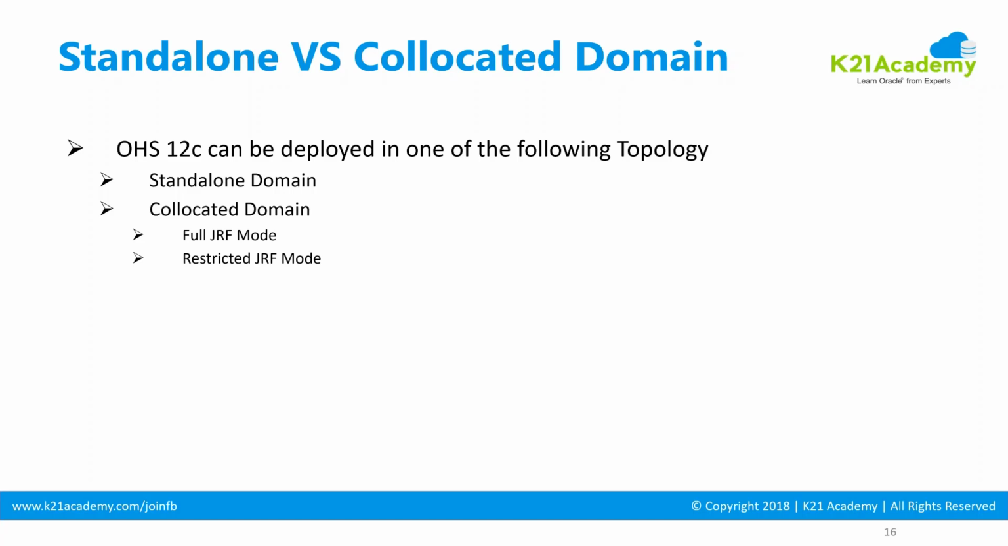And then within a co-located domain, you can have full JRF or restricted JRF. I'm going to cover that as well in a minute. What does full JRF or restricted JRF mean? In what scenario will you use full JRF? In what scenario will you use restricted JRF? In what scenario will you use a co-located domain? In what scenario will you use a standalone domain?